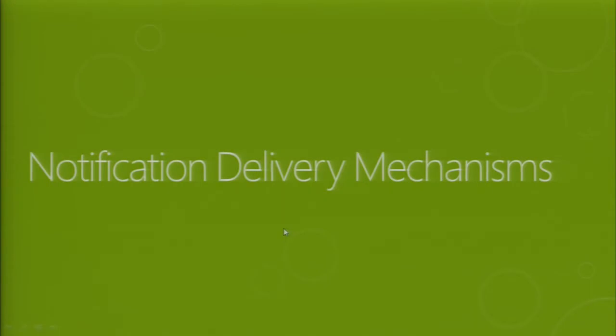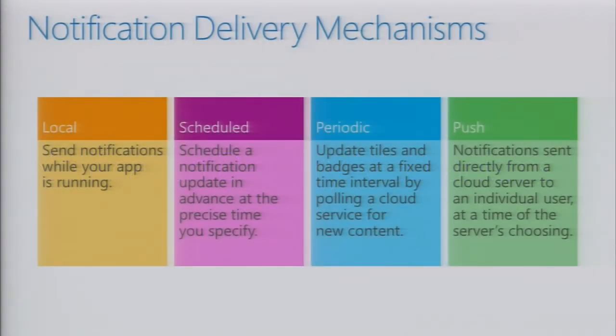So now that we've talked about Toast and what the UX looks like, and about tiles and what the UX looks like there, with some examples, I want to talk through the other two notification delivery mechanisms, periodic and push. So we've seen local. Local lets you call an API from your running application and update your tile. Scheduled lets you call an API from your running application and schedule something in the future.